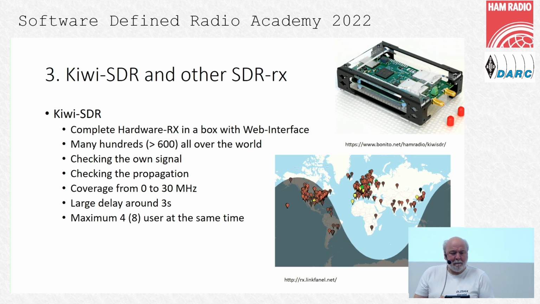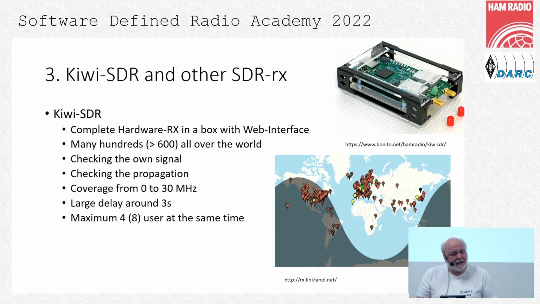There are many hundreds. Yesterday evening I found 680 KiwiSDRs spread over the whole world. That's the position, the QTH of the different KiwiSDRs. You can check your own signal with SDR, not only how strong, that's checking the propagation, but also the quality of your own signal with this. The KiwiSDRs give us the whole shortwave bandwidth.